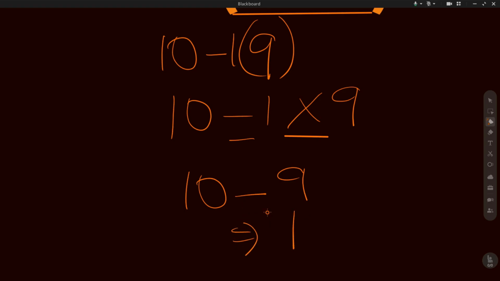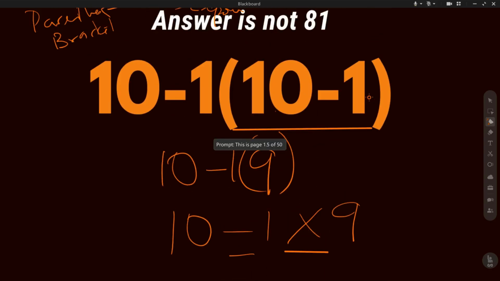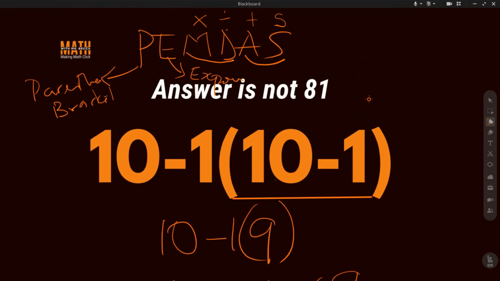So the correct answer is 1 and not 81. So if you had solved it the way I first did, then you are wrong, because the correct answer is 1 and not 81.